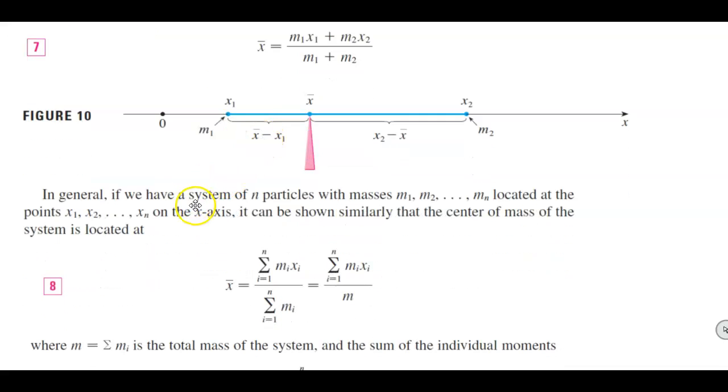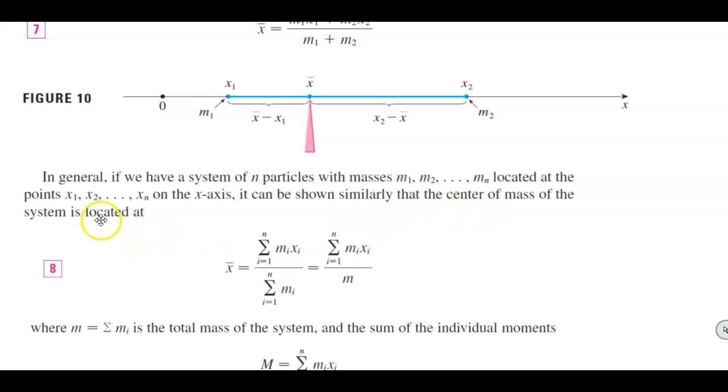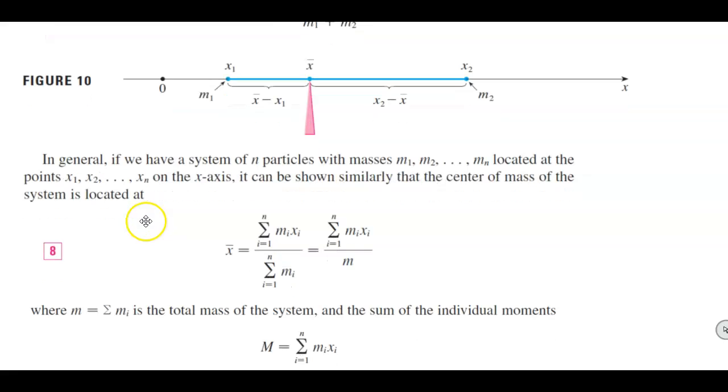Now in general, we have a system of n particles with masses m1, m2, up to m subscript n located at points x subscript 1 all the way to x subscript n on the x-axis. And it can be shown similarly that the center of mass of the system is located at the following. So x bar is equal to the summation from i equals 1 to n of m subscript i x subscript i divided by the summation from i equals 1 to n of m subscript i, which then gives us the following.